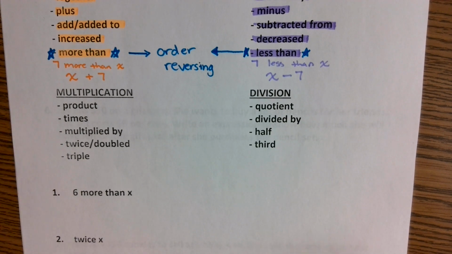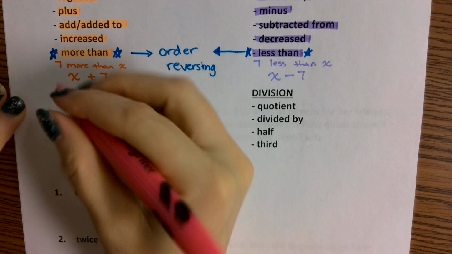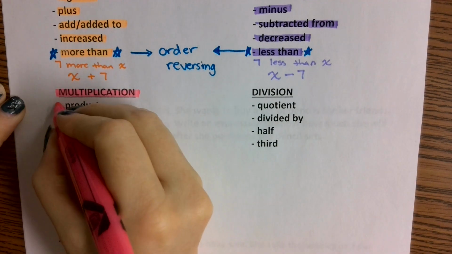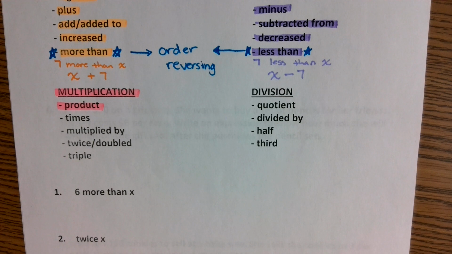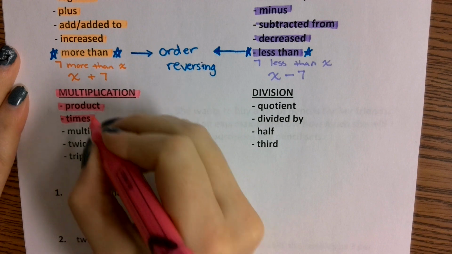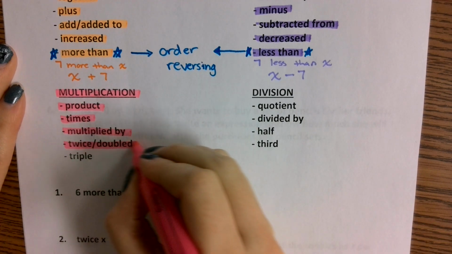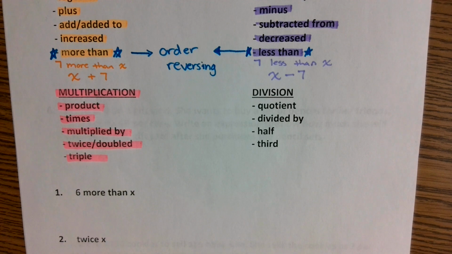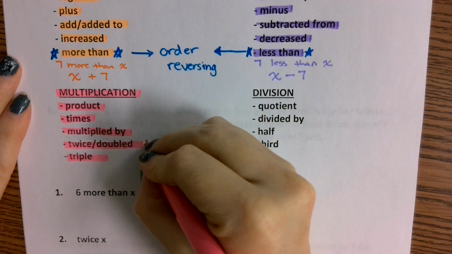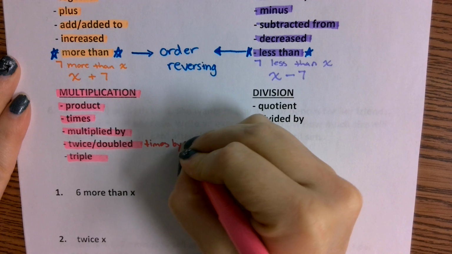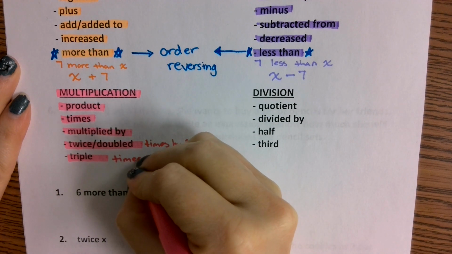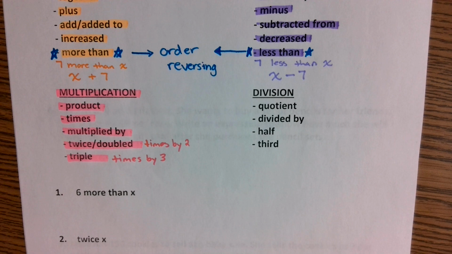Multiplication. Talking about multiplication. Multiplication words are things like product. Product is also one of those answers to a multiplication problem, but we don't have to put that in parentheses because typically we multiply first anyway. Then you've got times, multiplied by, twice, doubled, and tripled. We already know that twice or doubled means that you're going to be timesing it by 2. Triple means that you're going to times by 3. Quadrupled, times by 4, that kind of thing.